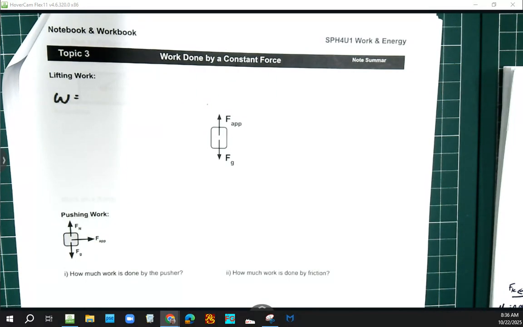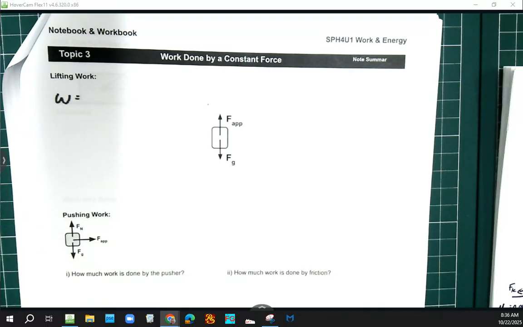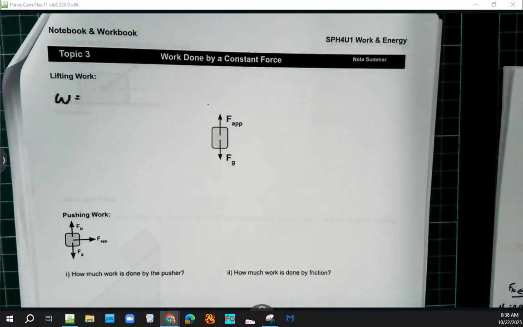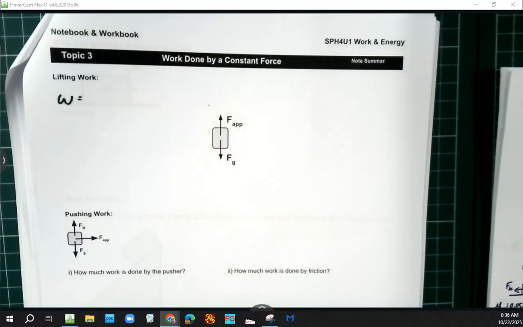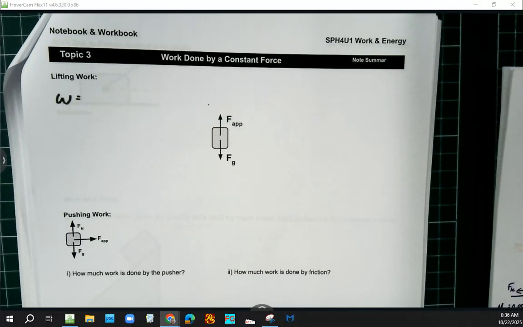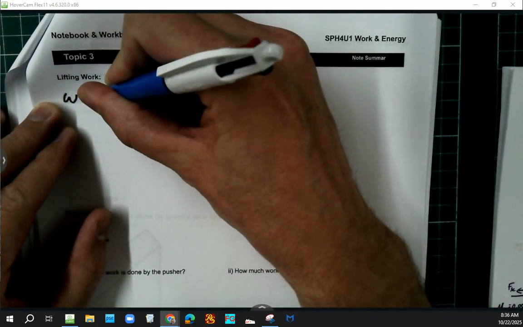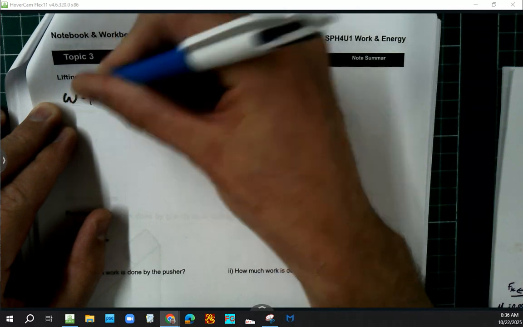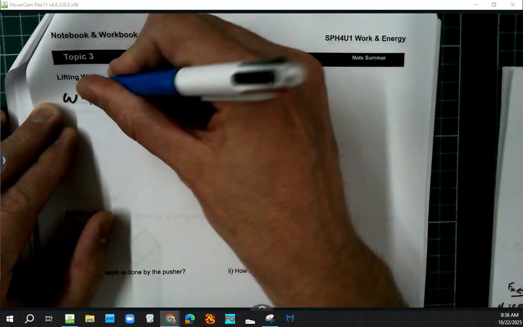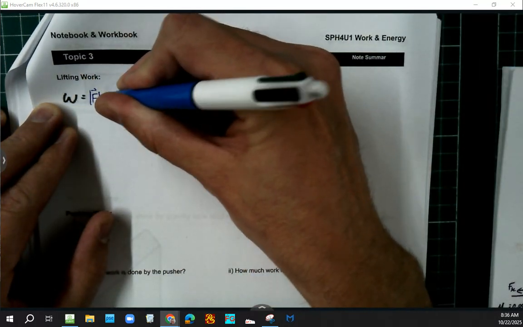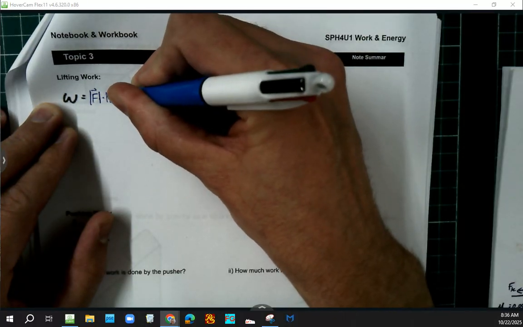All right, so we have a common theme here: we're doing review. If we're talking about work done by a constant force, we're going to take a bit of a departure from this astronomical scale stuff, come back down to Earth a little bit, literally, and talk about work is equal to the magnitude of the force, with a little vector hat over top of that, times the magnitude of the displacement times cosine theta.